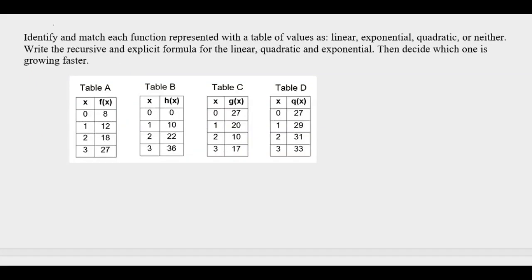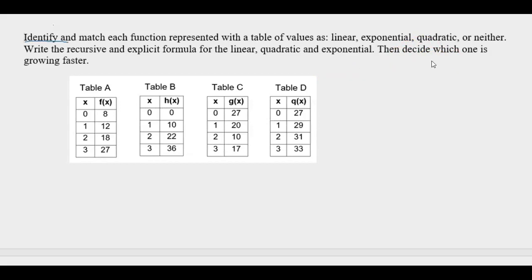Okay, so here's another question. It says, identify and match each function represented with a table of values as linear, exponential, quadratic, or neither. The first thing we're going to do is to identify. And then we're going to write the recursive and the explicit formula for the table that is linear, the one that is quadratic, and the one that is exponential. Then we're going to decide which one is going faster.